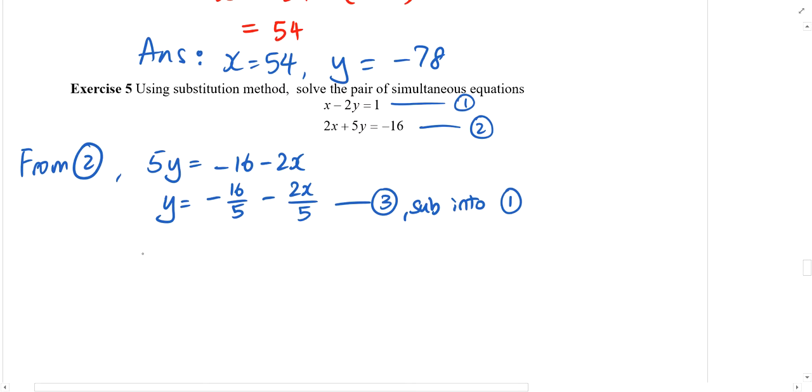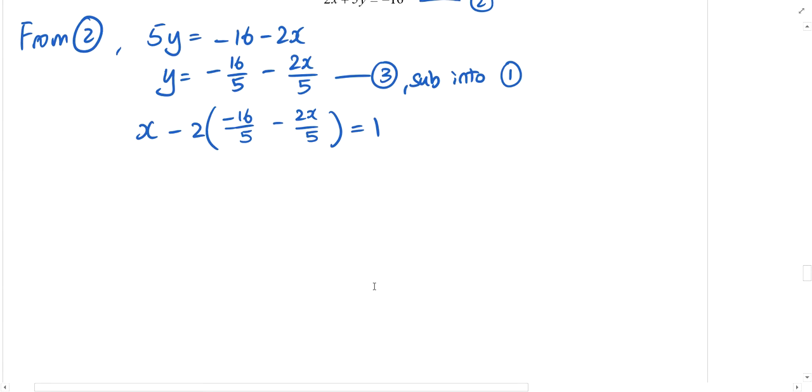Then I get x minus 2 times y. Every time I see a y, I'll replace it with negative 16 over 5 minus 2x over 5, and this is supposed to be equal to 1. So now I have to expand. x minus 2 times negative 16 over 5 gives 32 over 5, and negative 2 times negative 2x gives plus 4x over 5, equals 1.